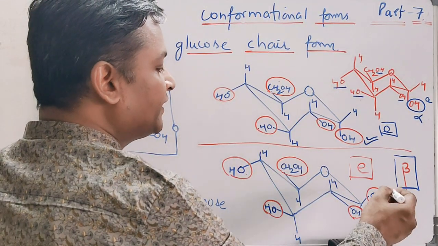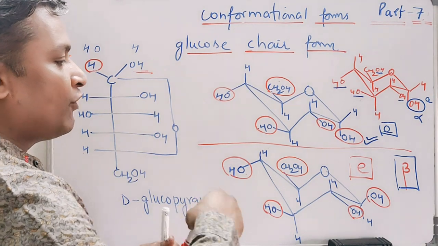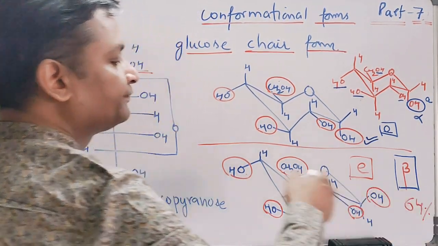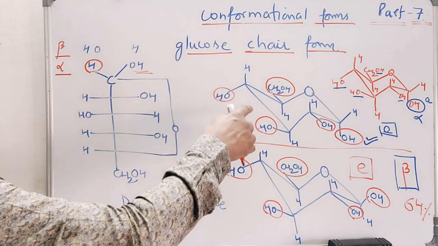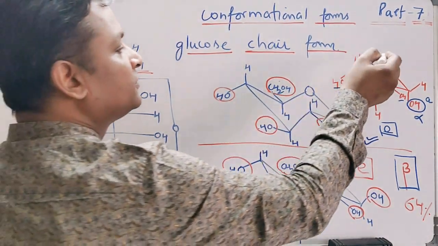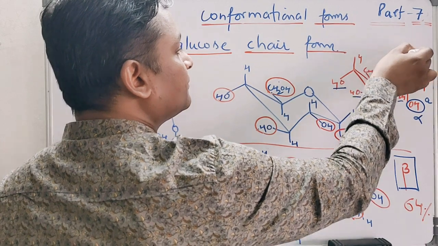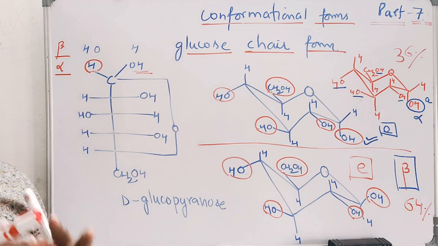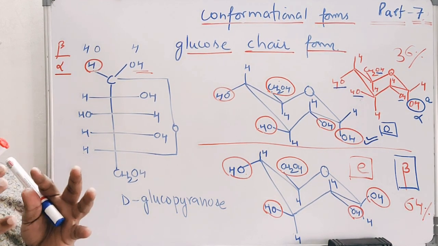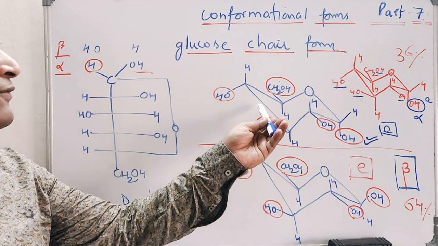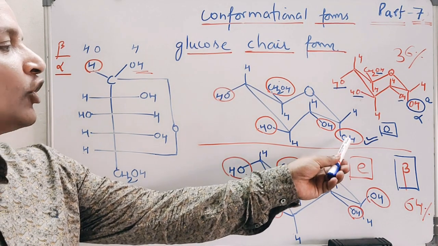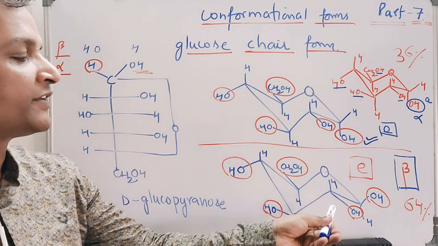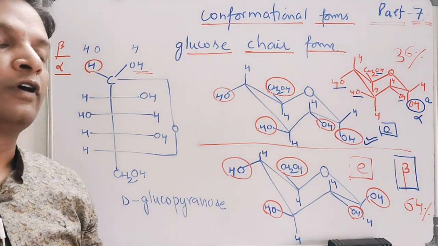Sugar has a tendency to exist in the beta chair form 64%, and sugar exists in the alpha chair form 36%. It is 64% in beta because in beta all bulky groups are occupying the equatorial position, but in the case of alpha, all except one are occupying the equatorial position. Therefore, beta is much more stable than the alpha form of glucose.